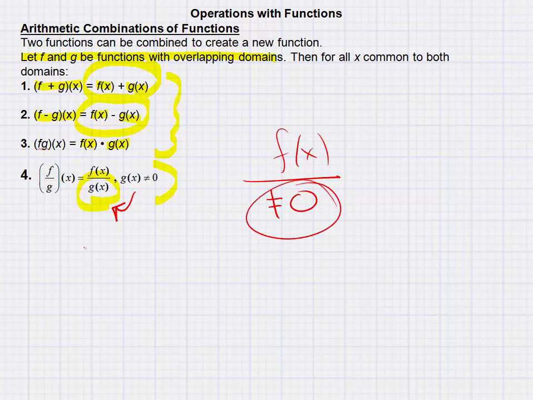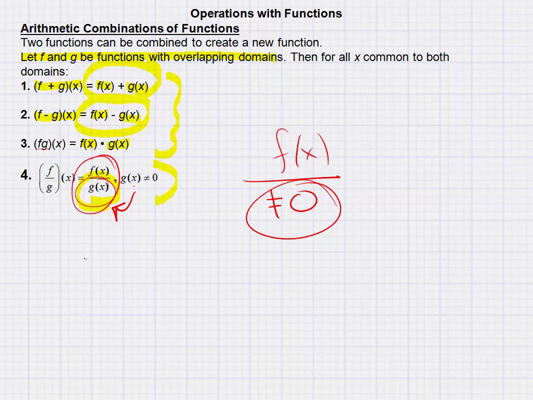So while g of x on its own might be able to equal 0, if I put g of x in the denominator of a fraction, because I'm using it to divide, that can't be equal to 0, so then that value would have to be omitted from g of x's domain in order for this division to be possible.